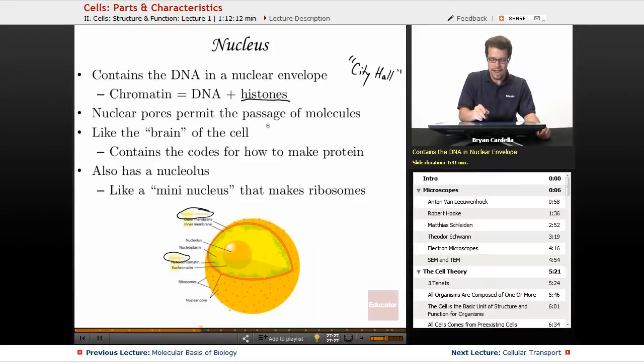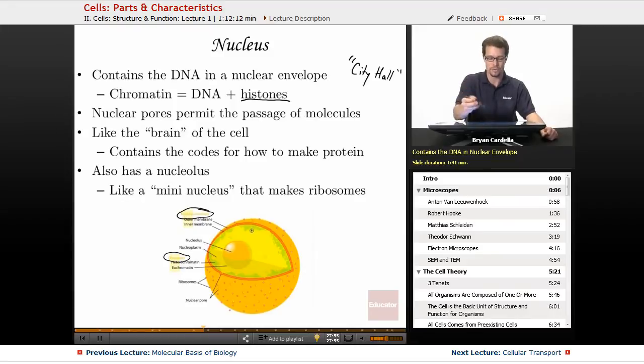Nuclear pores permit the passage of molecules in and out. So if you look carefully, they're labeling the nuclear pores. Right there, right there, right there. Stuff goes in, stuff goes out. You sometimes will have hormones that have signaled a cell like, hey, we need a certain protein to be made right now. And that hormone will go all the way inside the nucleus and affect the reading of the DNA and making of a signal to go out of the nucleus.